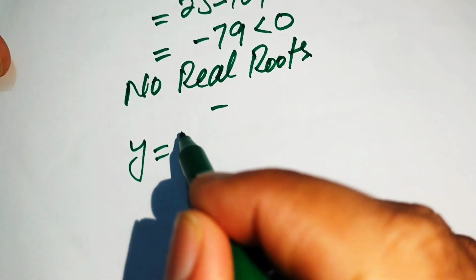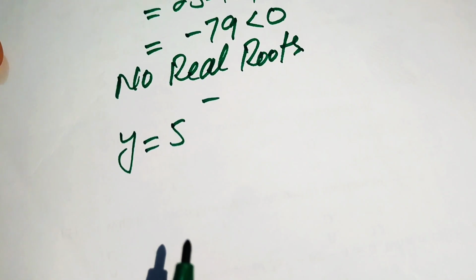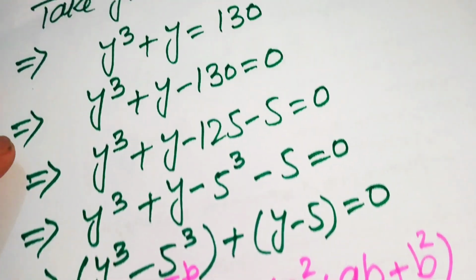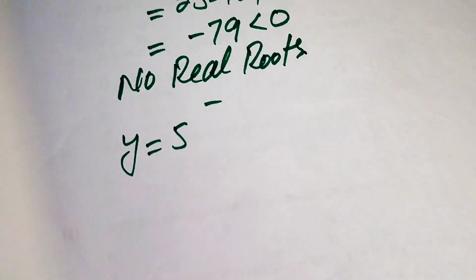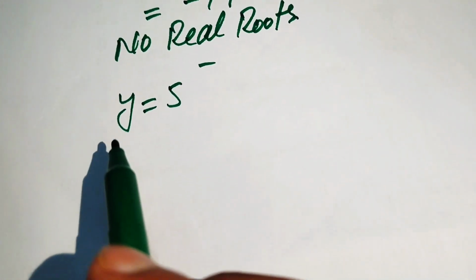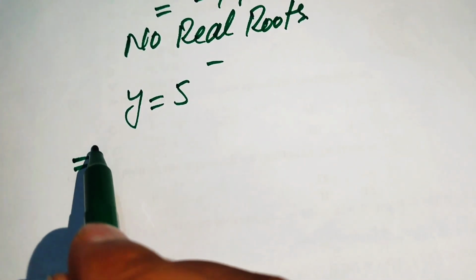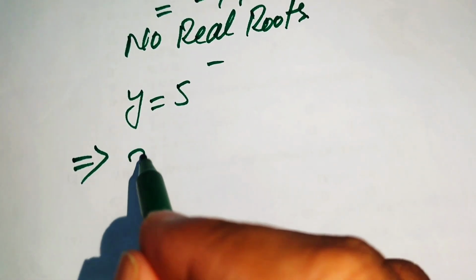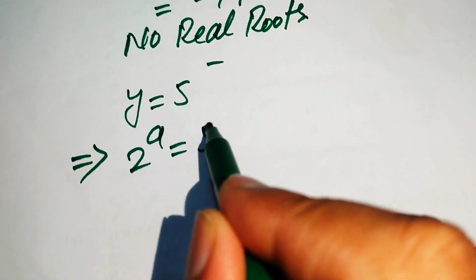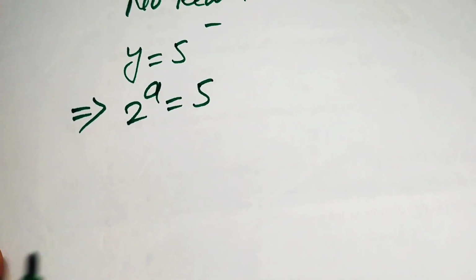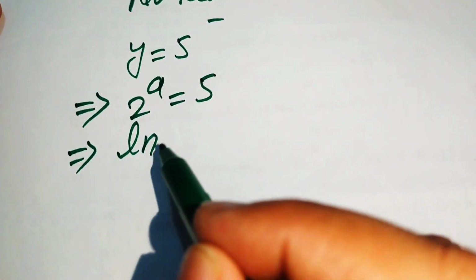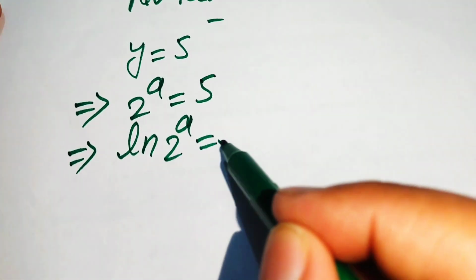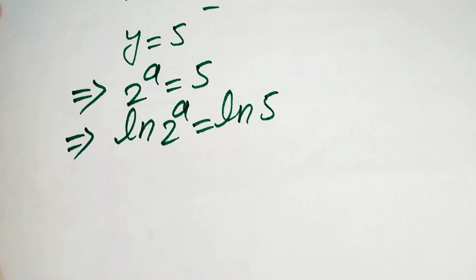Here we back substitute the value of y, where y equals 2 to the power of a. So we back substitute this value of y, and because y equals 2 to the power of a, it will be written as 2 to the power of a equals 5. Now we solve this for the value of a. Here we take the natural log on both sides of this equation, and it will be written as log of 2 to the power of a equals log of 5.